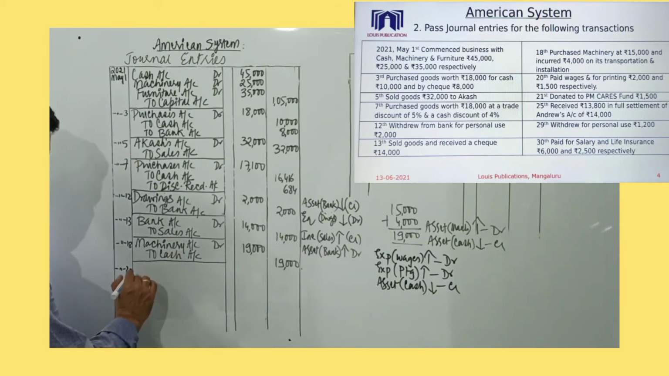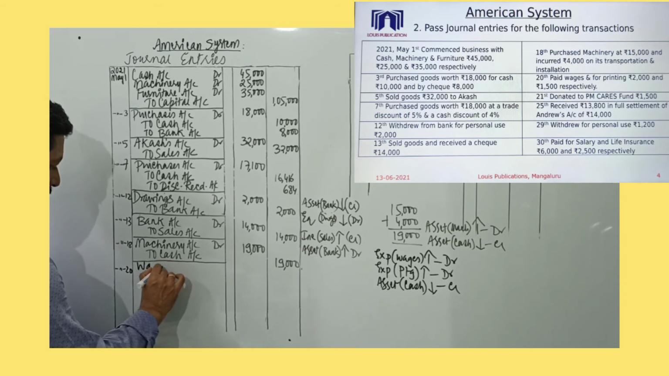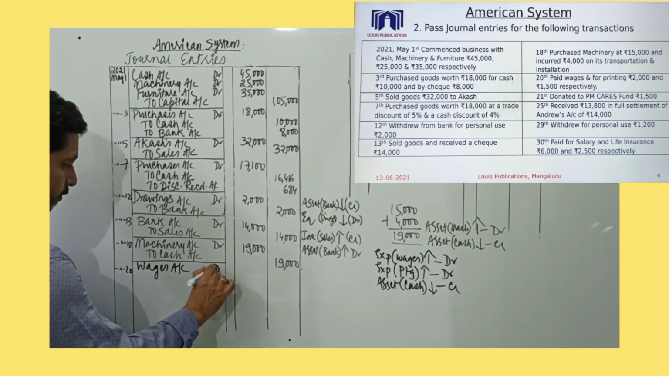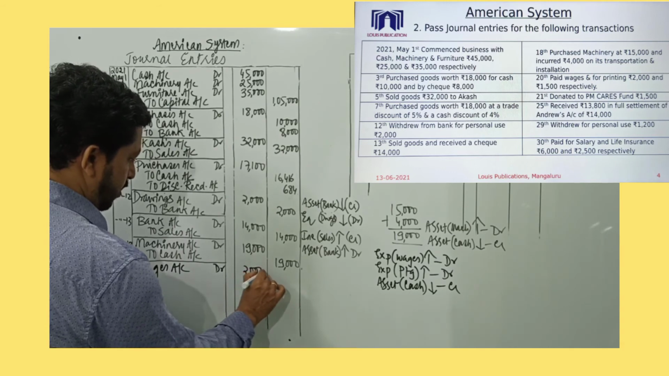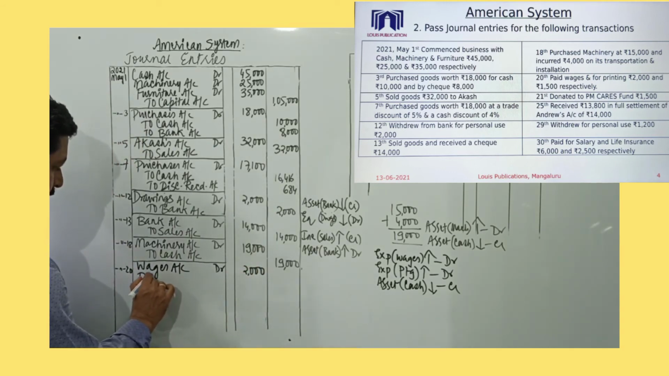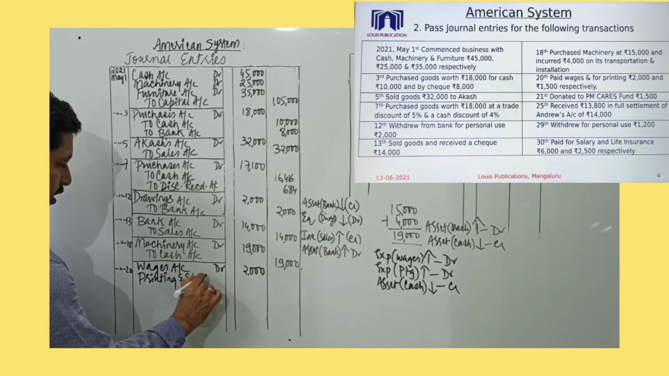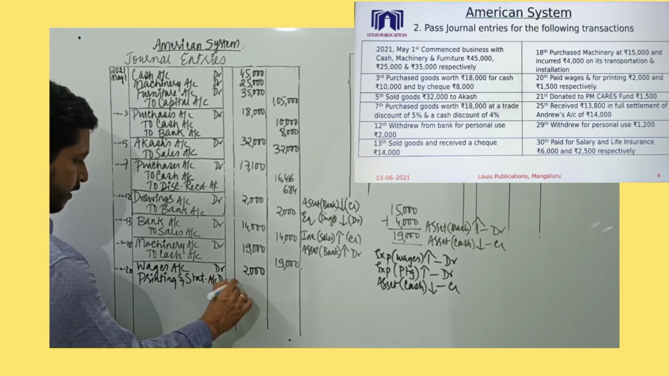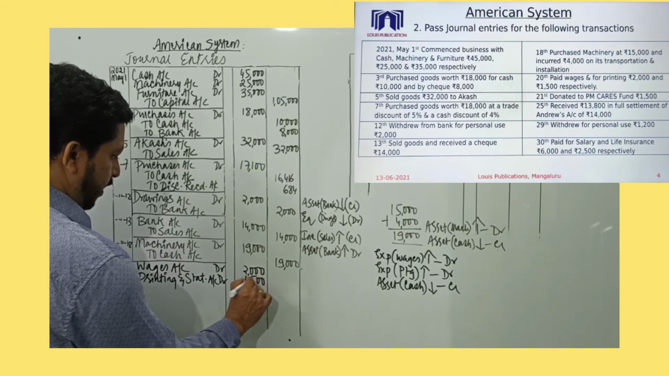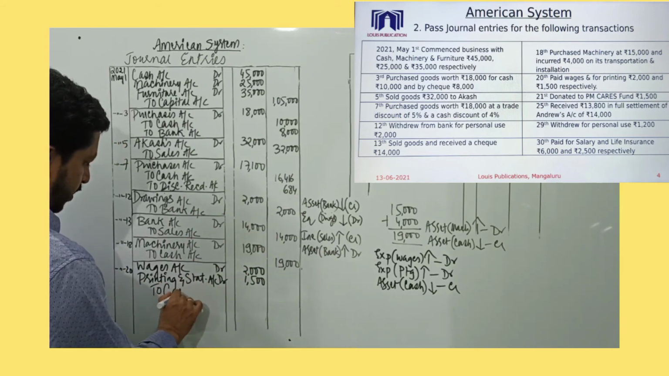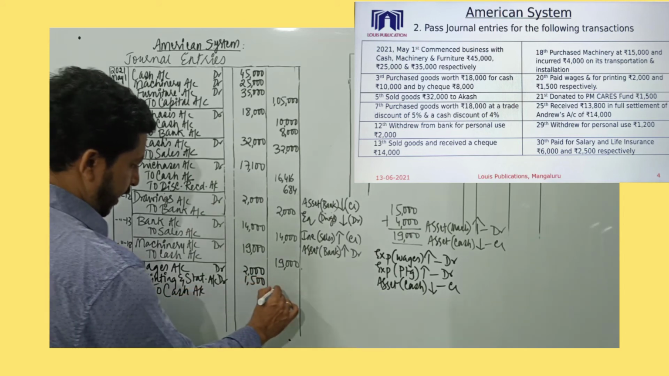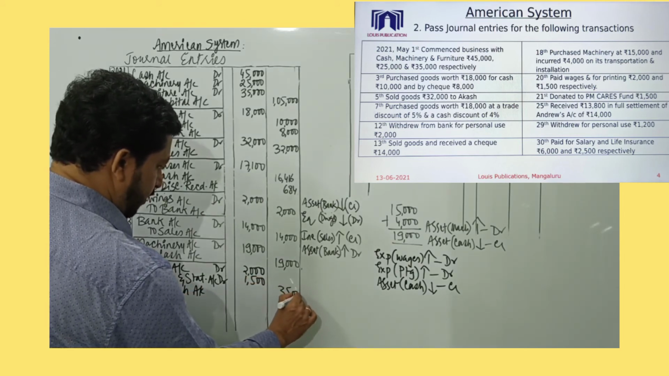So the entry would be wages account debited. Wages value is 2,000 rupees. Then we have printing. Just printing is given, but we can record it as printing and stationery account debited. That would be 1,500 rupees to cash account because cash is paid. Total cash paid is 3,500 rupees.